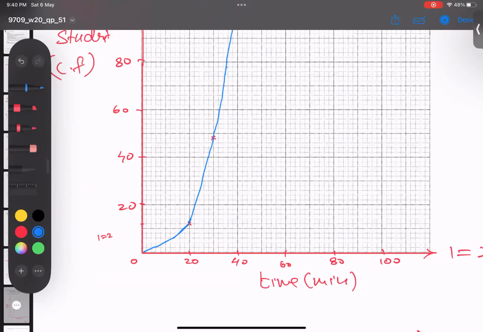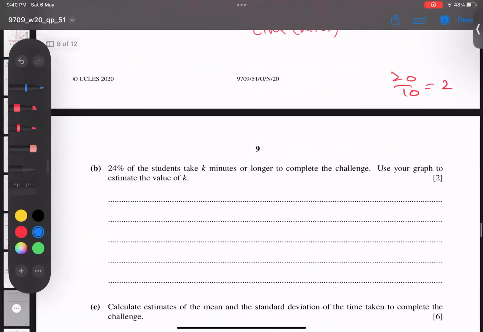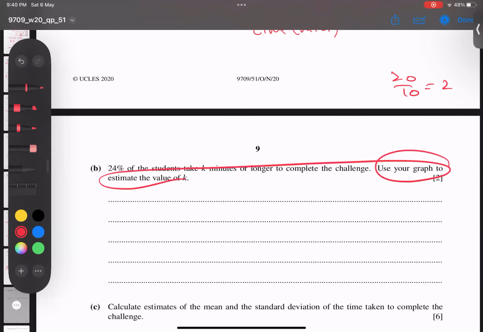So anyway, the diagram is done. So students, let's go for the next part. It says 24% of students take K minutes or longer to complete the challenge. Use the graph to estimate the K value.